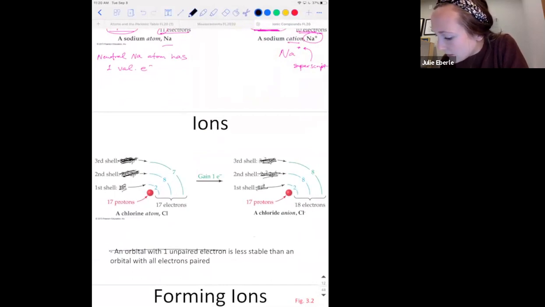And I forgot to take this off. Don't worry about this statement down here, okay? We're not talking about orbitals or electron configurations in this class.